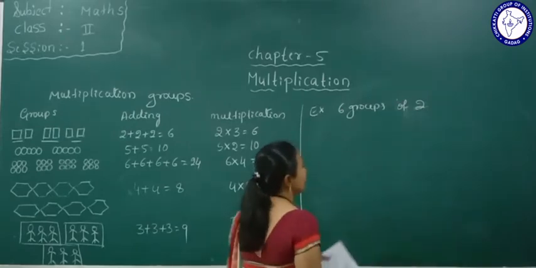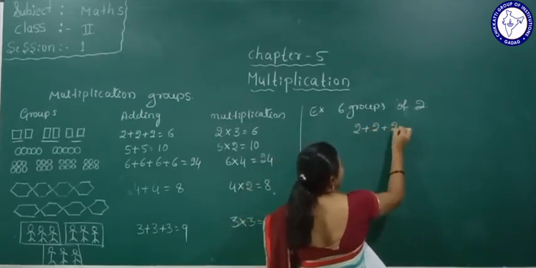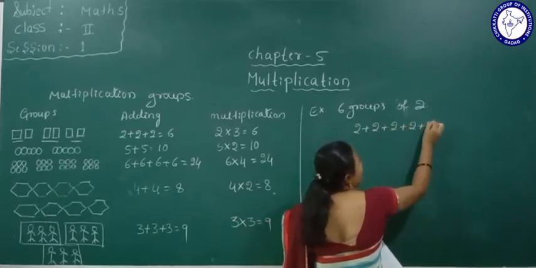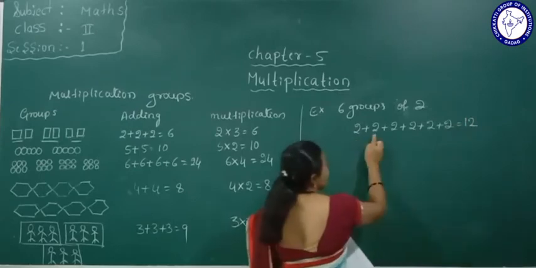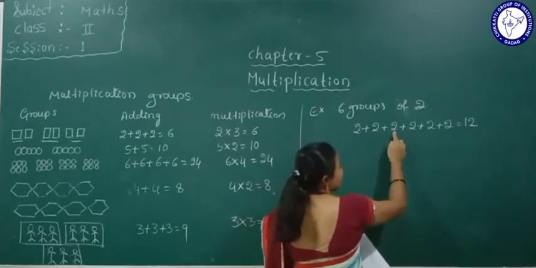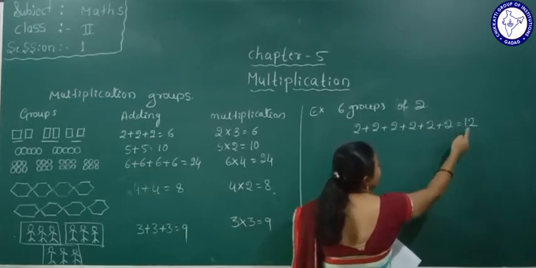Okay. So how many are there here? 6 groups. 1, 2, 3, 4, 5, 6. Totally 12. 2 plus 2, 4. 4 plus 2, 6. 6 plus 2, 8. 8 plus 2, 10. 10 plus 2, 12.